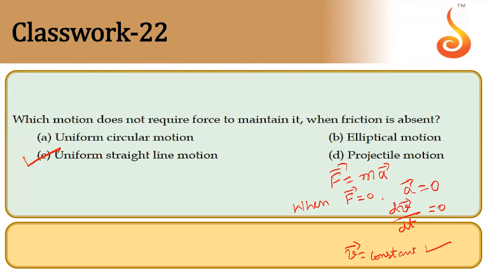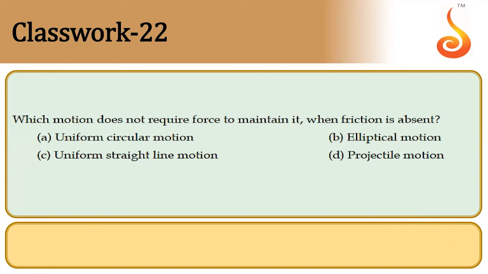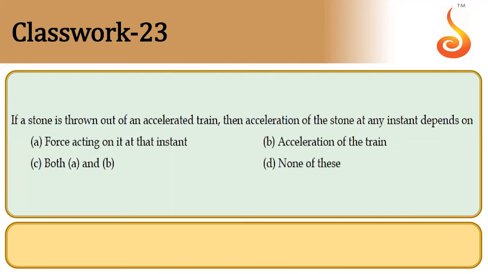See here, the rest of the questions are very easy. They're all concept based. Just rush through it. A stone is thrown out of an accelerated train, then the acceleration of the stone at any instant depends on the force acting on it at that instant, acceleration of the train, both A and B, none of these. So a stone is thrown out of an accelerating train.